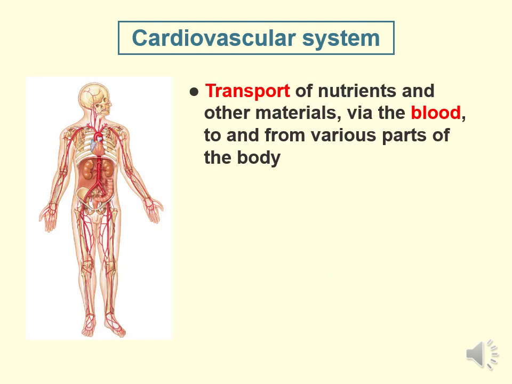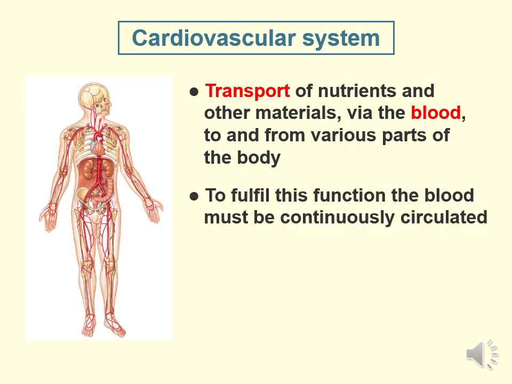So the function of our cardiovascular system can be summarised in one word, and that one word is transport. So the cardiovascular system is responsible for the transport of all the nutrients that the cells of our bodies require. These nutrients are transported within the blood. So that's one component of the cardiovascular system, and it's this continuous circulation of the blood that enables our bodies to transport these materials to all the different parts of our body.